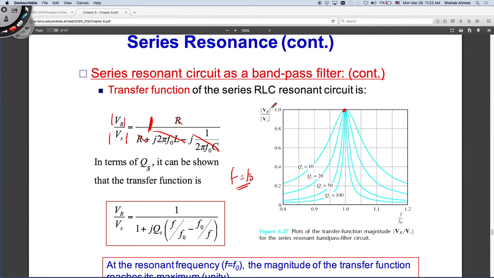So this is 1.0. This is the magnitude of the transfer function. And they drew it against f over f naught on the x-axis, right? So this is the 1.0 here.